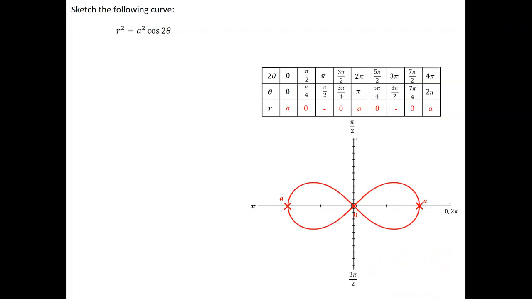This shape is called a lemniscate. You might recognise it as the infinity symbol. You'll have a look at making your own one later.